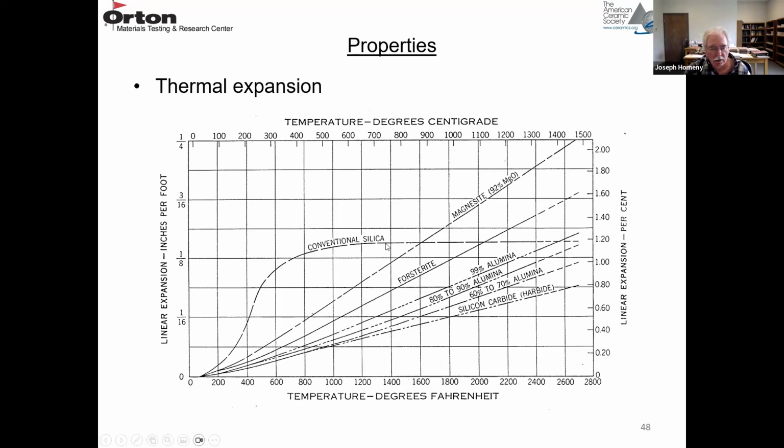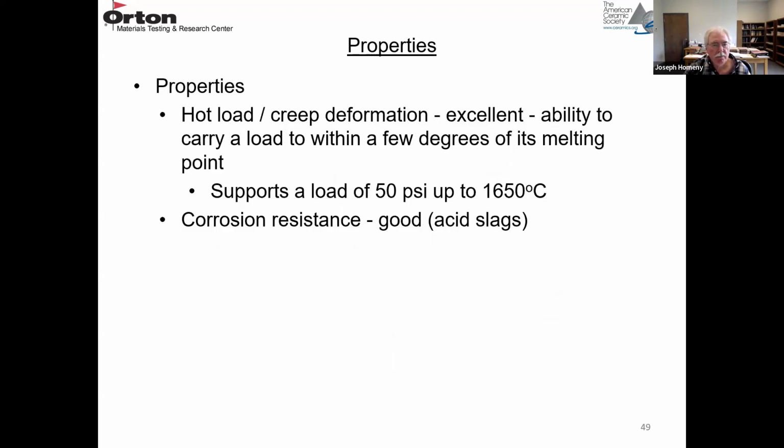So silica is unique in that it's got this flat behavior, and it has good thermal shock resistance above about 700 degrees C. So silica refractories have hot load. So they have good strength at high temperatures. They can hold the load. They have good resistance to creep deformation.